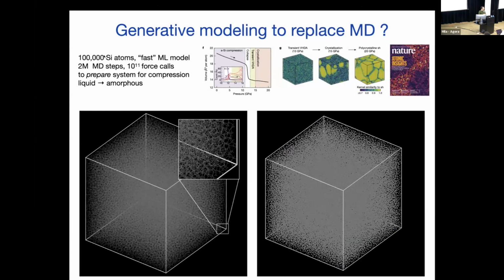A couple of years ago, we used one of these fast ML models to simulate amorphous silicon at high pressure. It's 100,000 silicon atoms, 2 million MD steps, altogether 10 to the 11 calls to the atomic forces. It took a month of supercomputer time just to prepare the system.